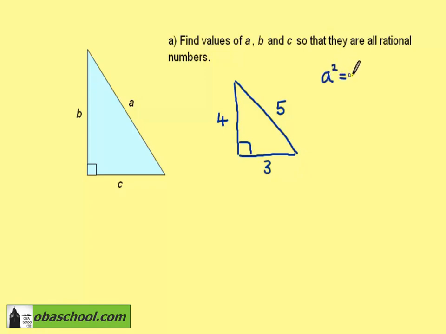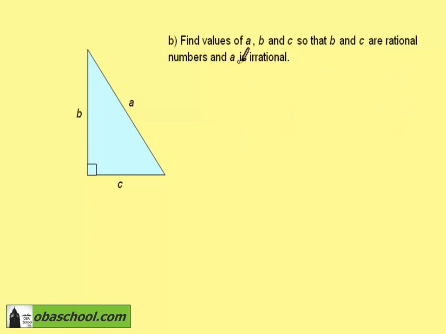Using Pythagoras' theorem, a squared is b squared plus c squared. We know that 5 squared is equal to 4 squared plus 3 squared. 5 squared is 25, and that's equal to 16 plus 9. So 3, 4 and 5 work. We have a is equal to 5, b is equal to 4, and c is equal to 3.